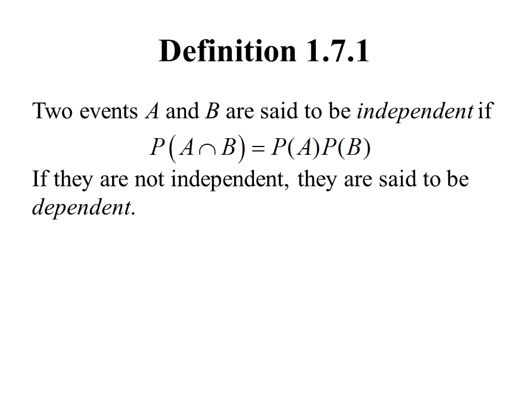And so let's give a formal definition of the idea of independent events. Two events, A and B, are said to be independent if the probability of A and B equals the probability of A times the probability of B. If they are not independent, they are said to be dependent.